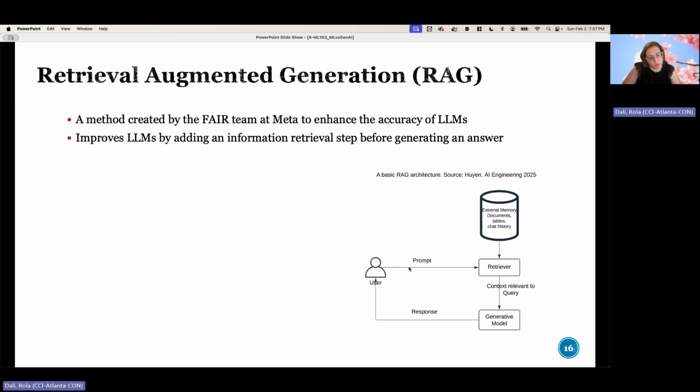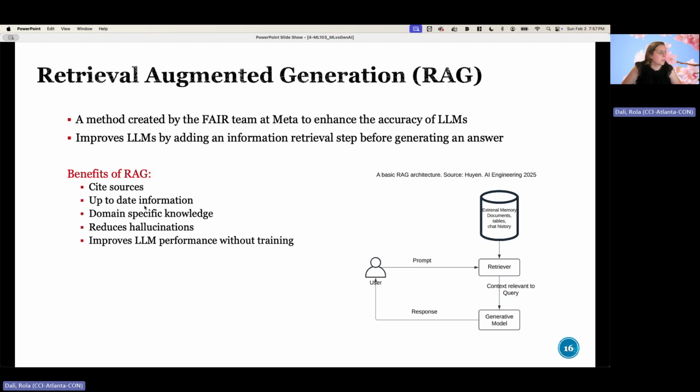It's pretty simple. And so the benefits of RAG is it allows you to potentially cite resources because you've got all of this metadata here, data and metadata. You can add up-to-date information beyond the cutoff date of the model itself. You can add domain-specific knowledge of your field. You can add specific knowledge to your company, perhaps. It reduces hallucination because it gives the model more resources, and it improves performance without actually training.